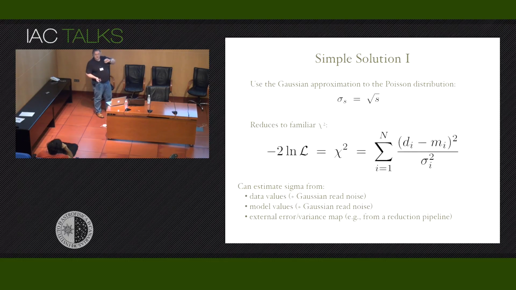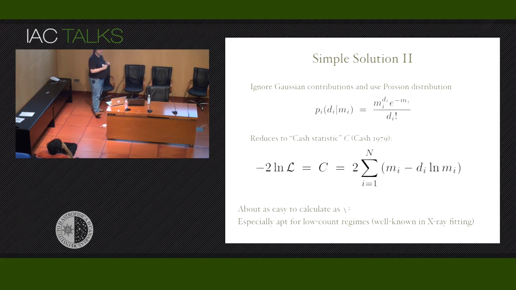There are actually three ways of figuring out what sigma is. You can take it from the data values. This is probably the most common thing to do. Or you can take it from the model values. That is, take the square root of the model flux. Or, of course, if your reduction pipeline gives you some sort of error or variance map that you think accurately reflects the noise contributions, you can use that.